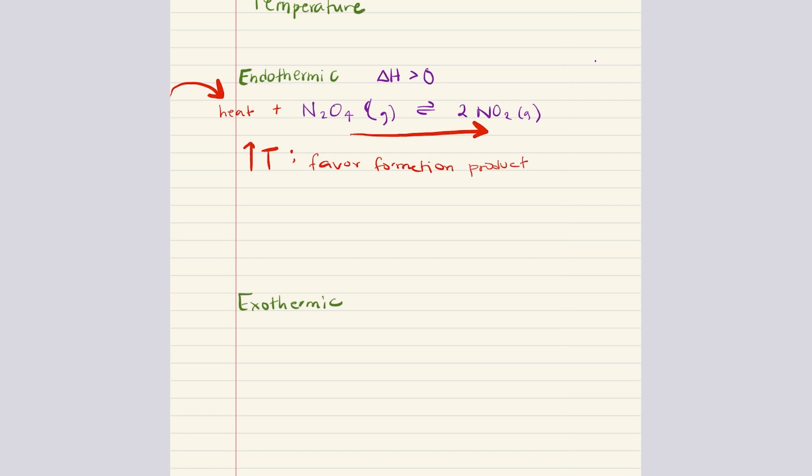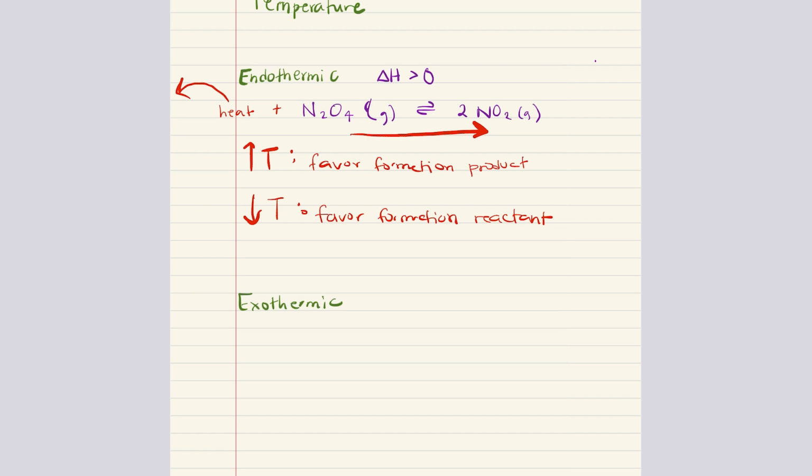Now, what happens if we decrease temperature? If we're decreasing temperature, then that's like we're removing heat. That's like we're removing reactant. If we're removing reactant, to reestablish equilibrium, we want to form more reactant. So our reaction favors the formation of more reactant. So that is for endothermic reactions.